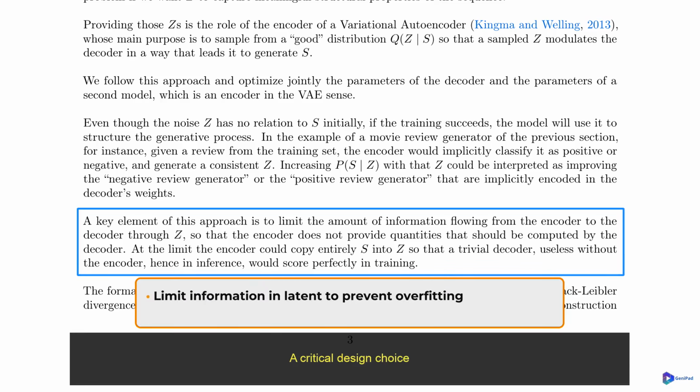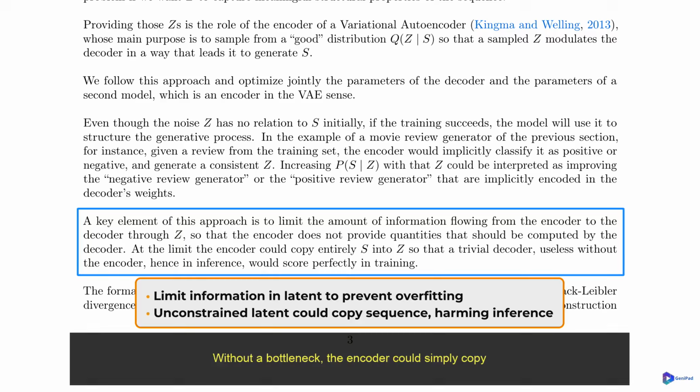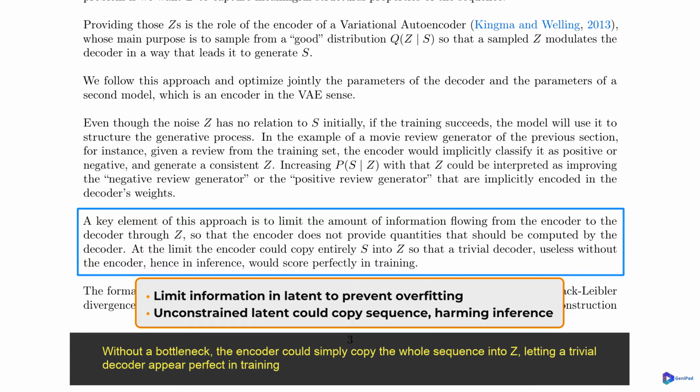A critical design choice is to cap how much information the encoder can smuggle into Z. Without a bottleneck, the encoder could simply copy the whole sequence into Z, letting a trivial decoder appear perfect in training but useless at inference when no encoder is available.